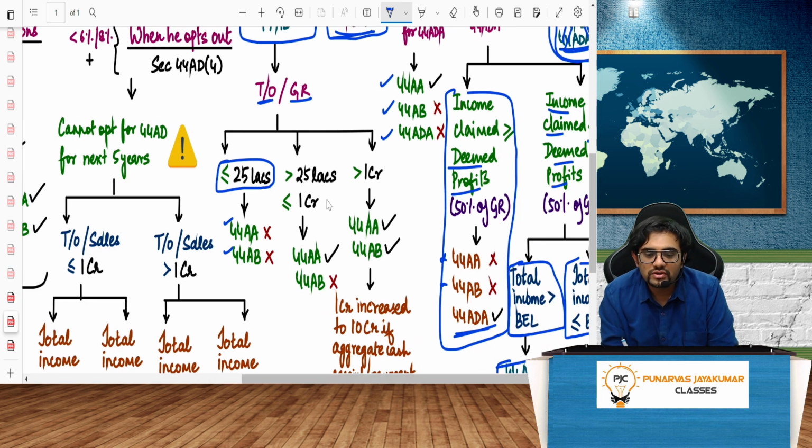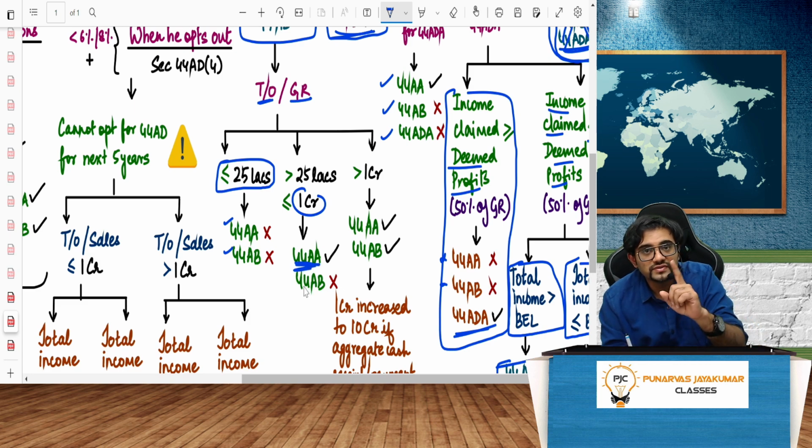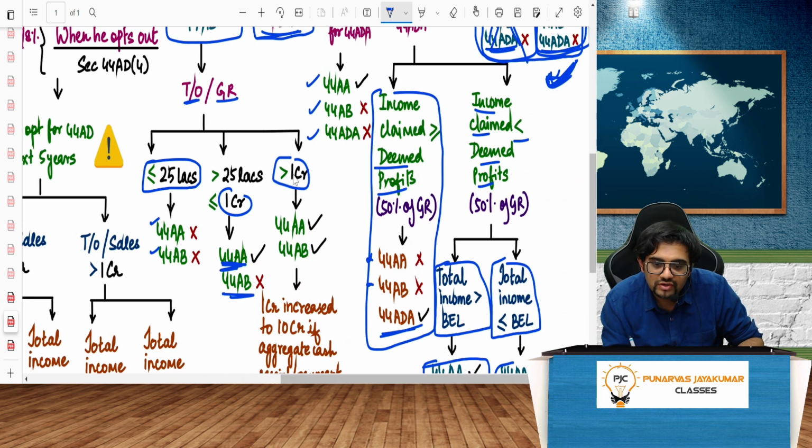Sir, but what about 25 lakhs to 1 crore? Sir, why are you putting 1 crore? Because the 44AB tax audit limit is 1 crore. So if it is greater than 25 lakhs or less than or equal to 1 crore, 44A will come, because the 44A limit is 25 lakhs, and 44AB will not come. Lastly, sir, what if it is more than 1 crore? 44A will come and 44AB will come.